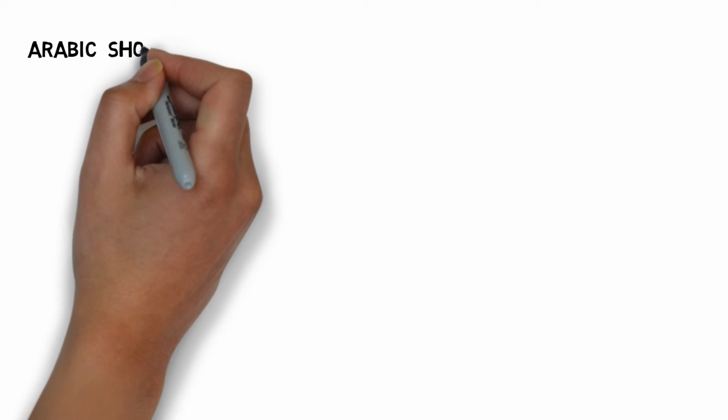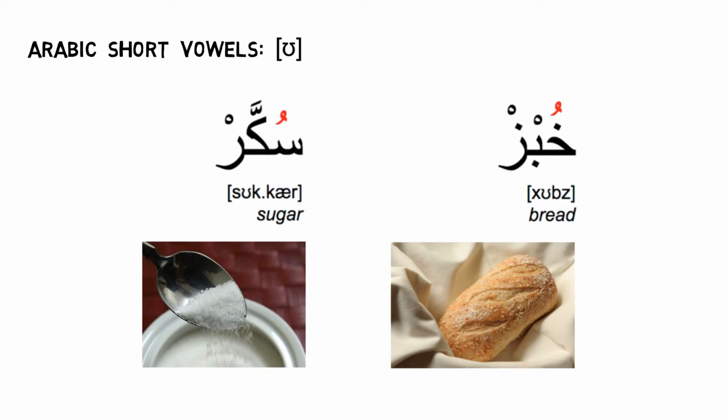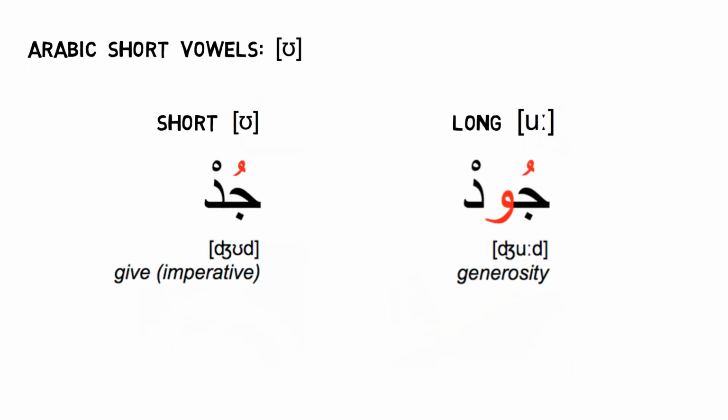Our next vowel is U, as in khubz or sukkar. The IPA symbol is a curly U, which is the same symbol we use in English for as in book or soot. And the Arabic short U has basically the same tongue position. If you want to compare the short U to the long U, you can use jud and jud.